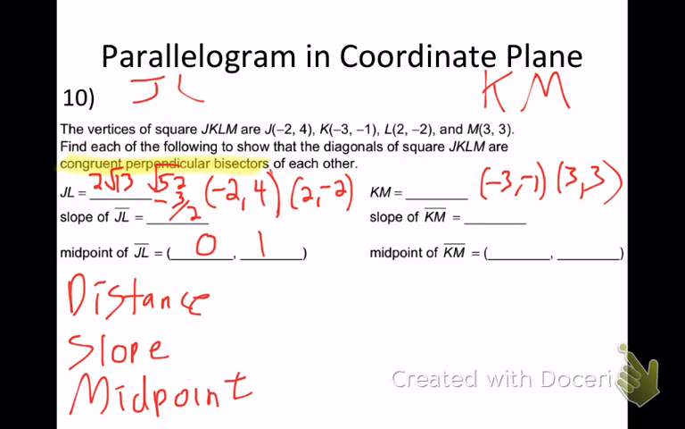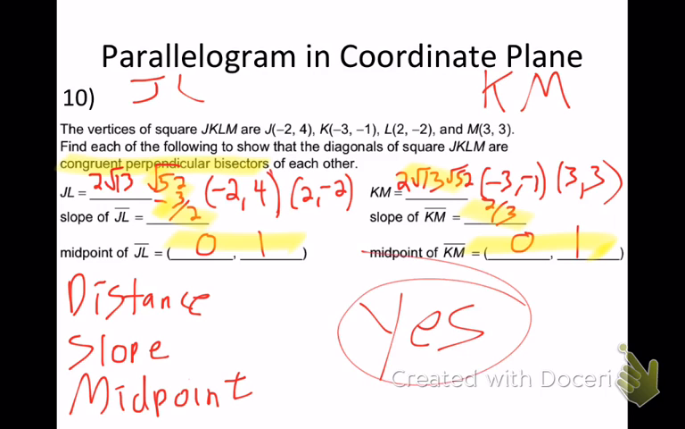All right. Becca, give me the other one. KM. What's my distance for KM? 2 square root of 13, or it also was square root of 52. What's the slope, Becca? 2 over 3. Midpoint, Becca? 0, 1. As I look at this, are my distances the same? Are my slopes opposite reciprocals? Are the midpoints the same? Is it a square? Yeah, it is. That's what we're talking about today.